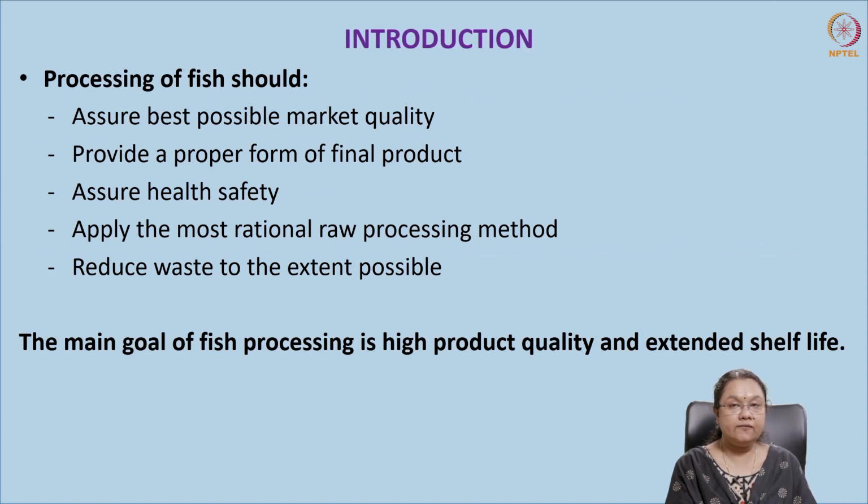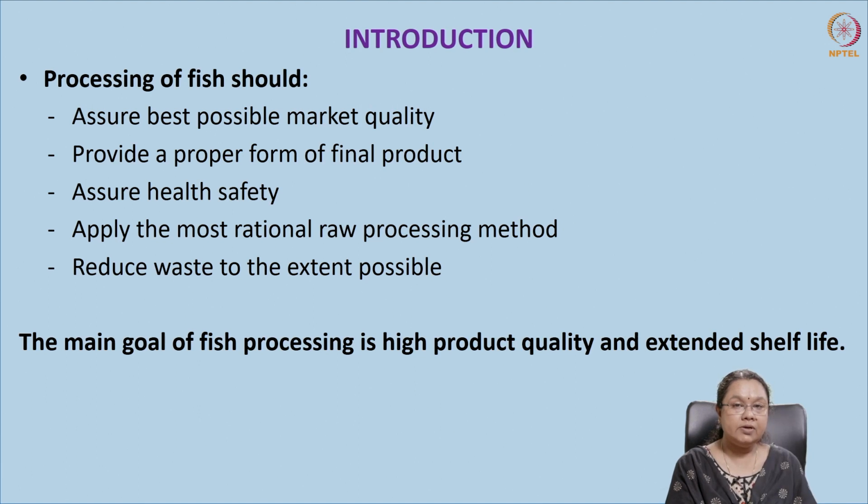Now, processing of fish, why is it being done? It is to ensure the best possible market quality, to ensure the proper form of the final product, also to ensure safe health, and it is most rational to process the raw product, and also to reduce the waste. So these are the objectives of processing, why we go for processing.